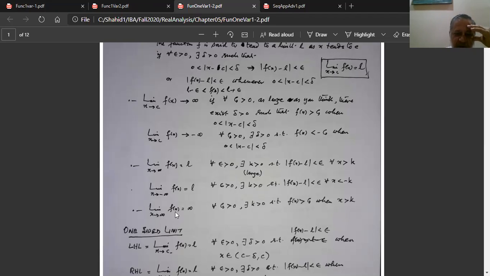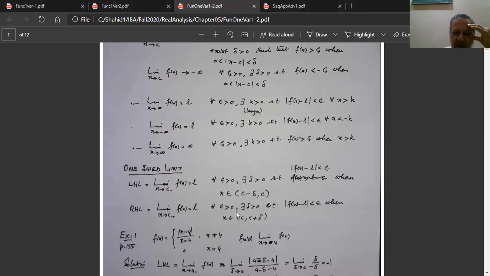As x approaches infinity, if f(x) is infinity, then for every large number g, there exists k greater than 0 such that f(x) exceeds the large number you consider as g when x is also large. That means when the x value is greater than the large number you think, going to infinity, then the image values are also very large, greater than the largest number that you think.